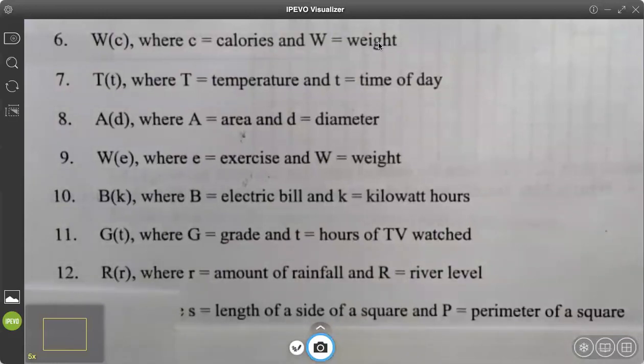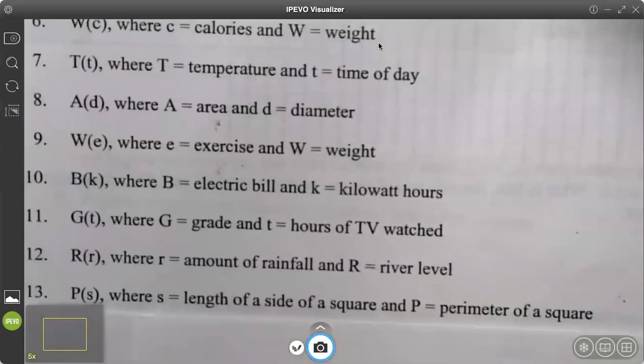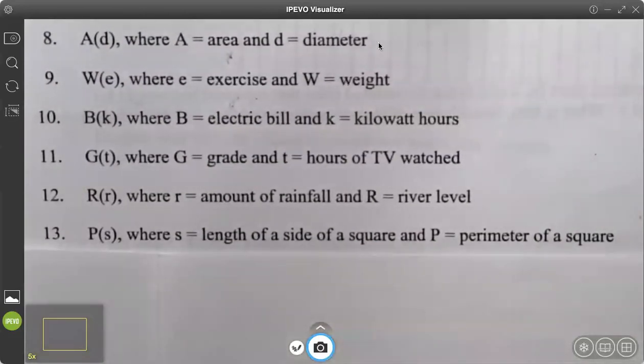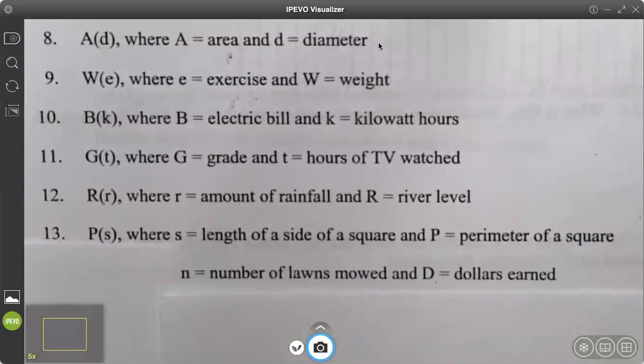Length of the side of a square and perimeter of a square. The perimeter, how far it is all the way around it, depends on the length of each side. So perimeter is a function of side of a square. Side of a square is independent, perimeter is dependent.